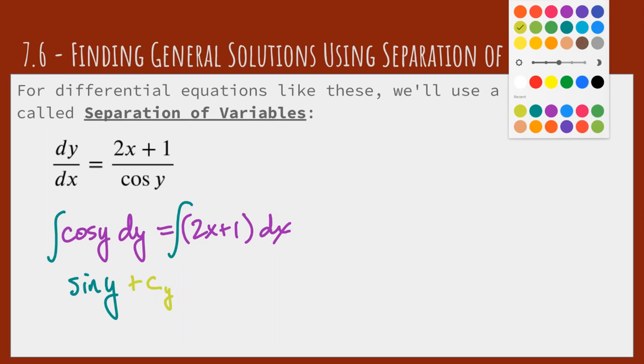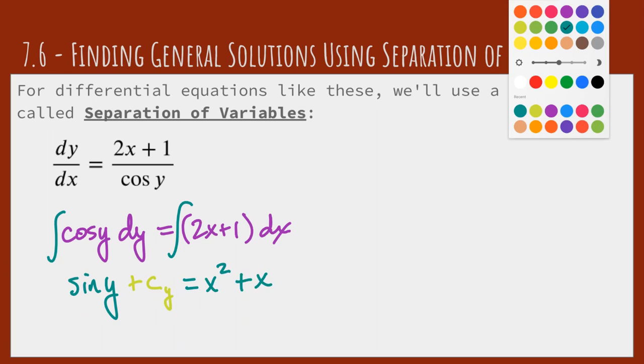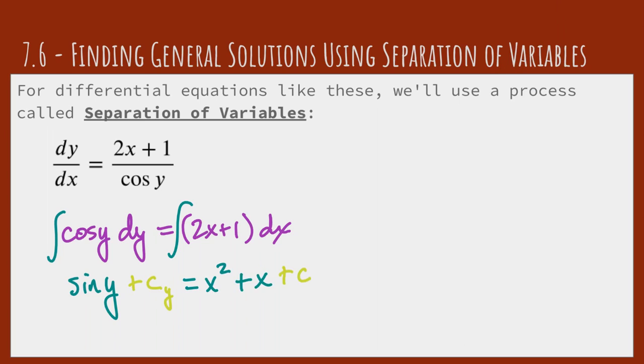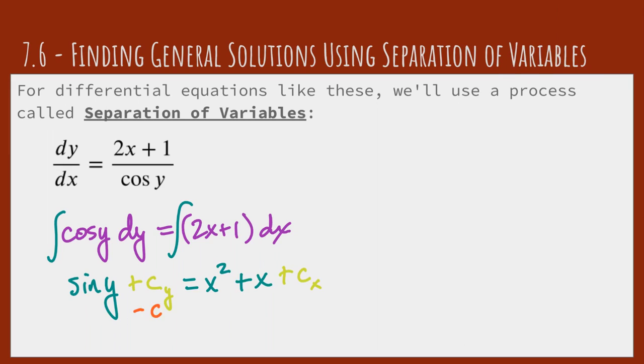And then on the other side, the antiderivative is going to be x squared plus x. And then also, when we take an antiderivative, we're going to have a plus c. I'm going to put c sub x. So those are going to be two different constants. And what I was mentioning earlier is that if I subtract the c sub y from both sides, this right here, a constant minus another constant, is itself a constant. So what we're going to do here is we're just going to put a plus c on one side, and that takes care of the constant of integration for both of our antiderivatives.